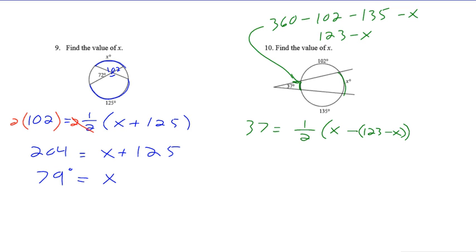Again, I'm going to multiply both sides by 2. I have 74 on this side. I'm going to simplify as I go on this side. This negative sign gets distributed through the parentheses. So I actually have x plus x minus 123. And then this problem gets solved just like any other Algebra 1 problem that looks like it.